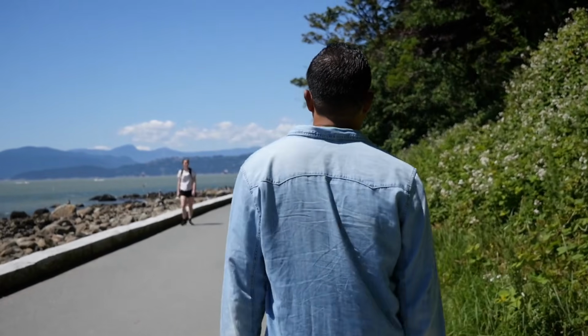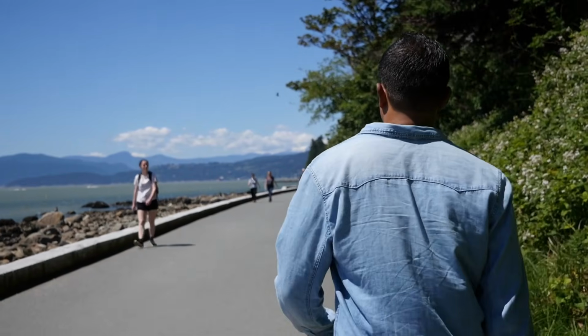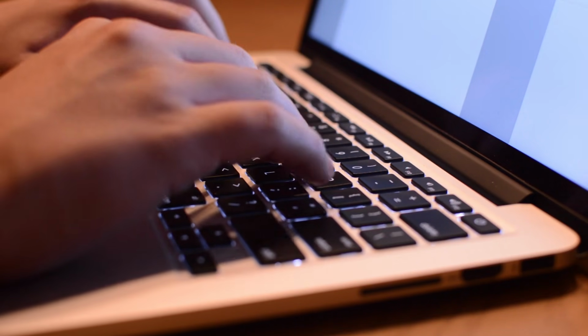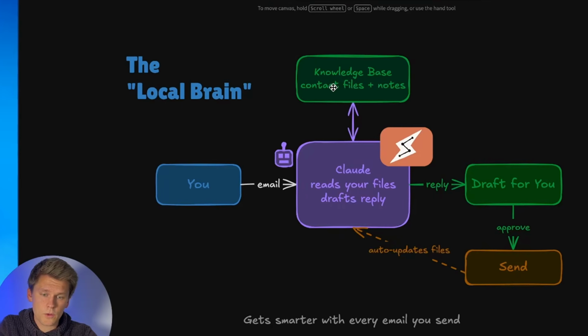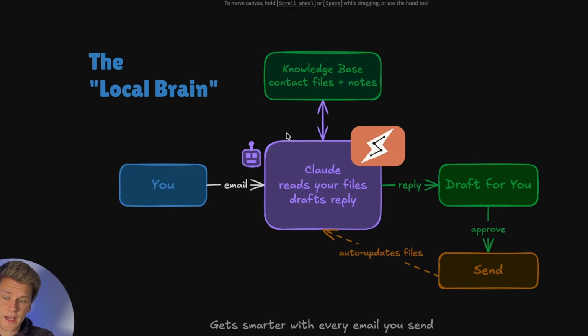Emails are great until you realize that AI is just going to make up a response. And it isn't that AI can't come up with a good response, it's that AI doesn't have any context about you, the person you're emailing, or maybe some of the other emails that you've been having with that same person in another email chain. In this video, I'm going to show you what I call the local brain method.